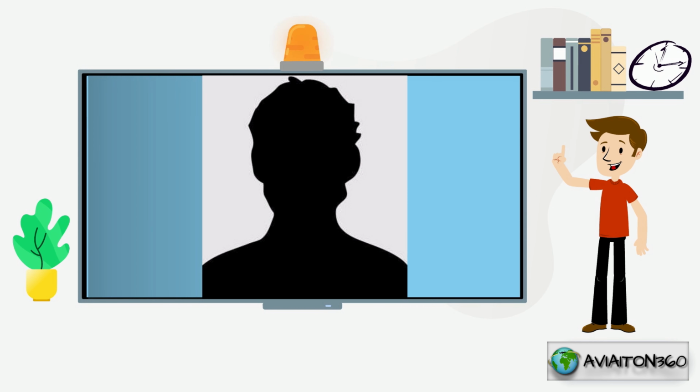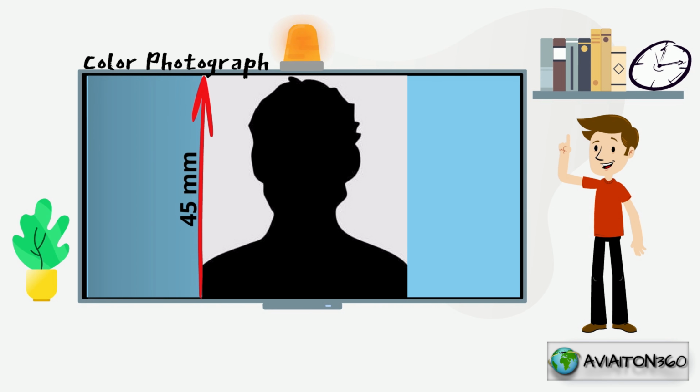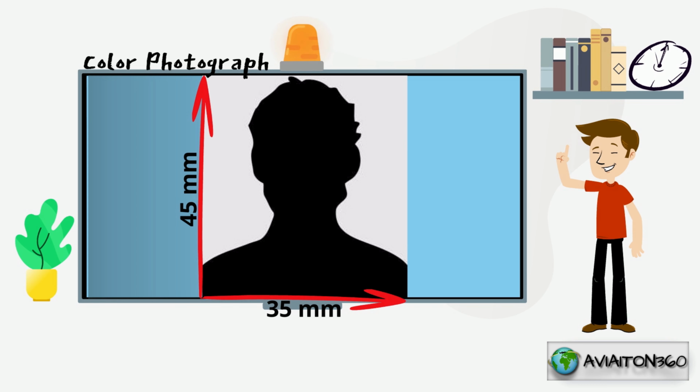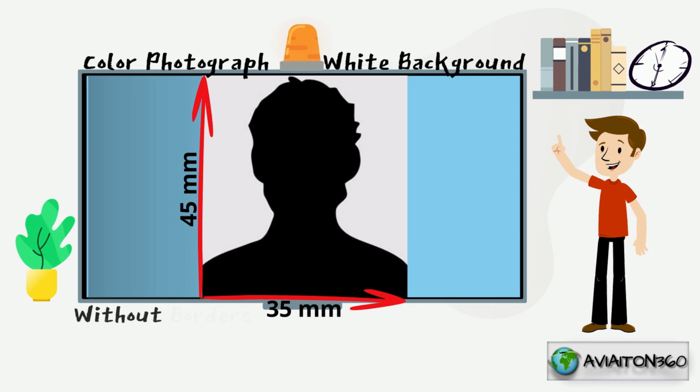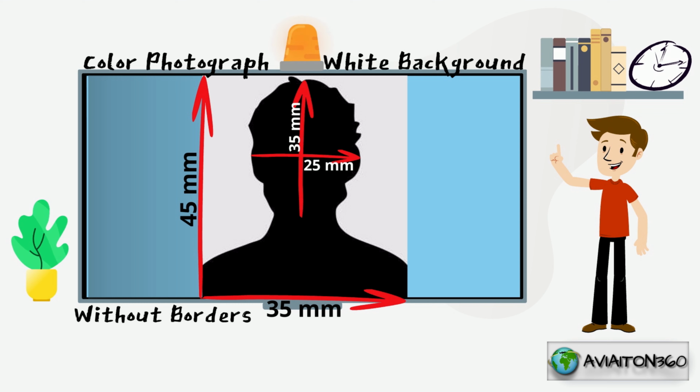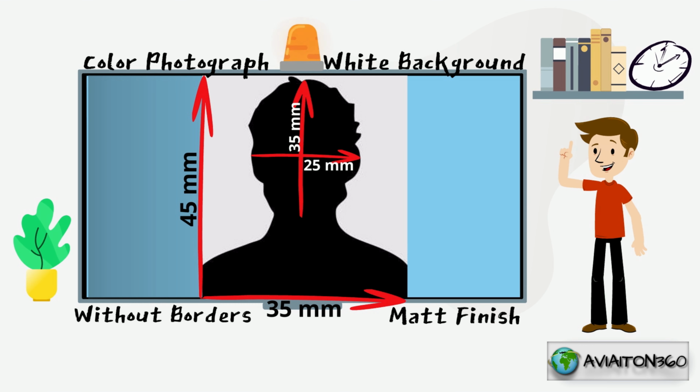Candidate must upload a color photograph of size 45 mm height by 35 mm width. It should be taken on a white background without borders. The face on the photograph must be of 35 mm height and 25 mm width. The face size should be 70% of the photograph. And the photograph must be of matte finish.